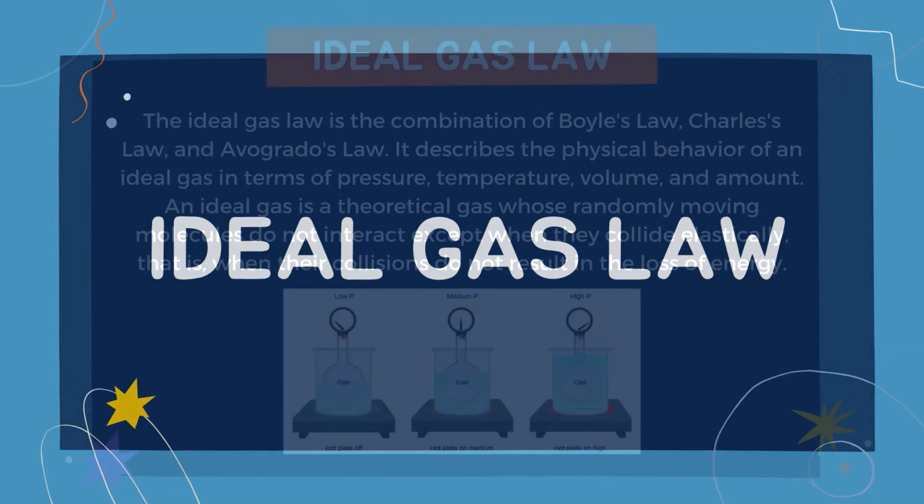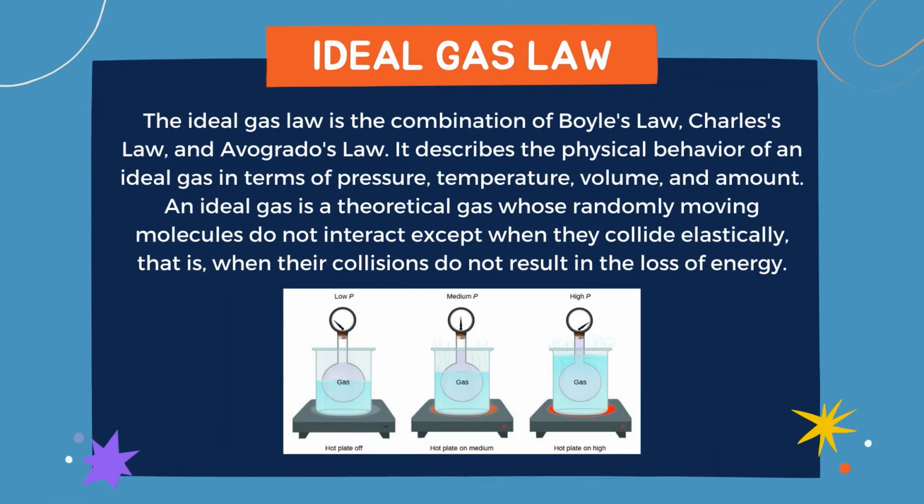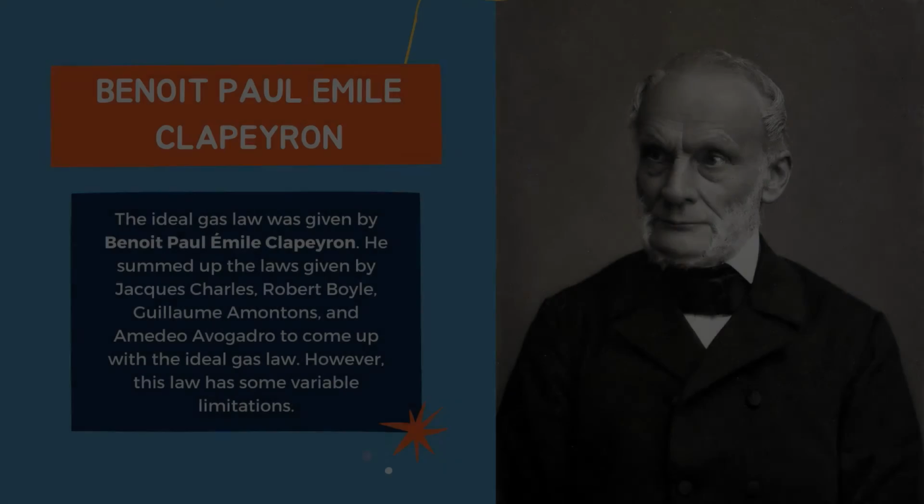Ideal gas law. The ideal gas law is the combination of Boyle's law, Charles' law, and Avogadro's law. It describes the physical behavior of an ideal gas in terms of pressure, temperature, volume, and amount. An ideal gas is a theoretical gas whose randomly moving molecules do not interact except when they collide elastically, that is, when their collisions do not result in the loss of energy.